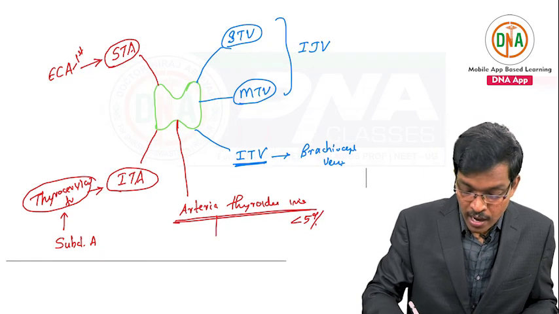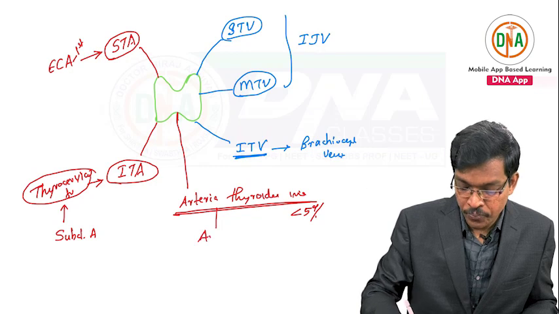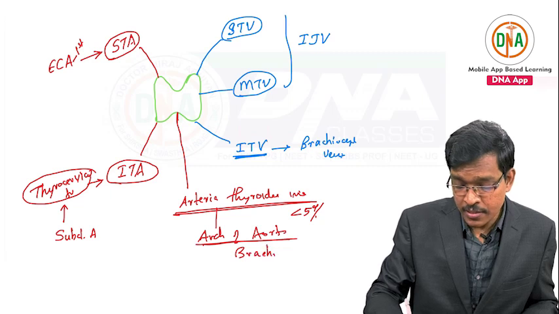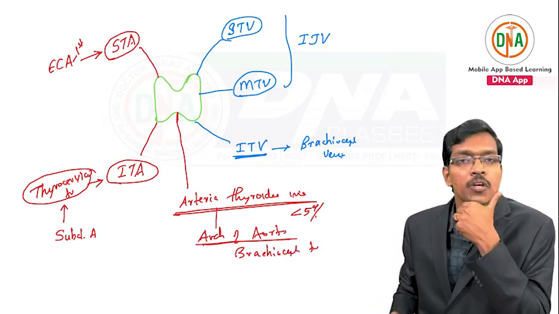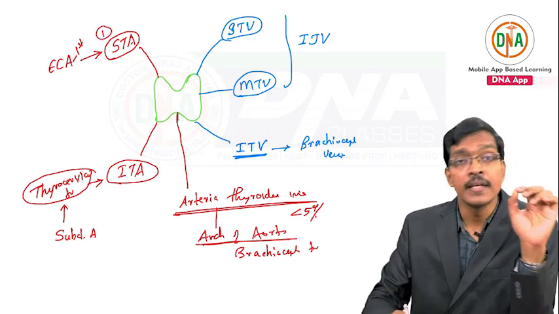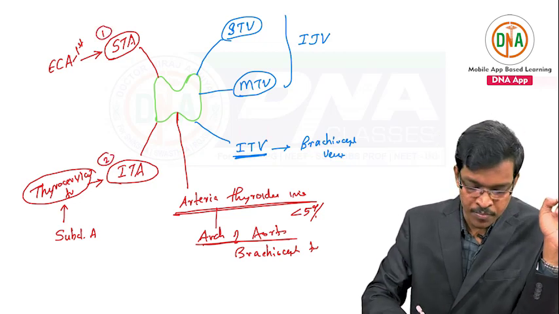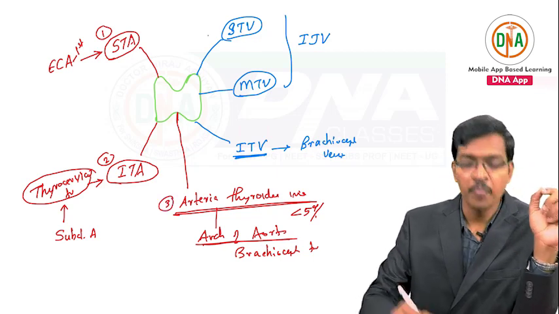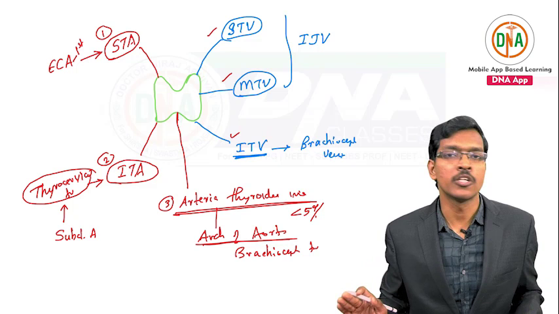This is supplying the isthmus of the gland in less than 5% of the patients, and this is a branch of arch of aorta, or it can also be a branch of brachiocephalic trunk. Okay, so this is about the arterial supply. We have two arteries mainly. In less than 5%, you can have a third artery supplying the isthmus of the gland. You have three veins: superior, middle and inferior, and how they are draining.